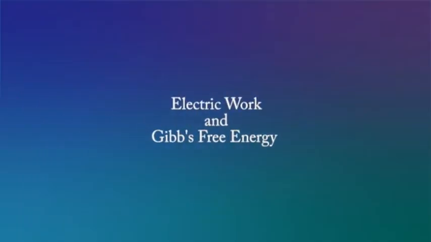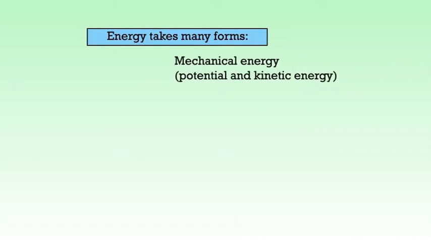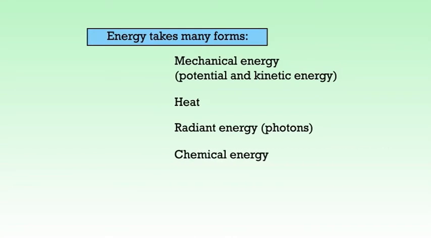Now, derivation of Nernst equation. In order to fully understand the Nernst equation, we must understand the concepts of electric work and Gibbs free energy. Let's see electric work and Gibbs free energy. Energy takes many forms. We have mechanical energy in the form of potential and kinetic energy, heat, radiant energy in terms of photons, chemical energy, nuclear energy, and electric energy.